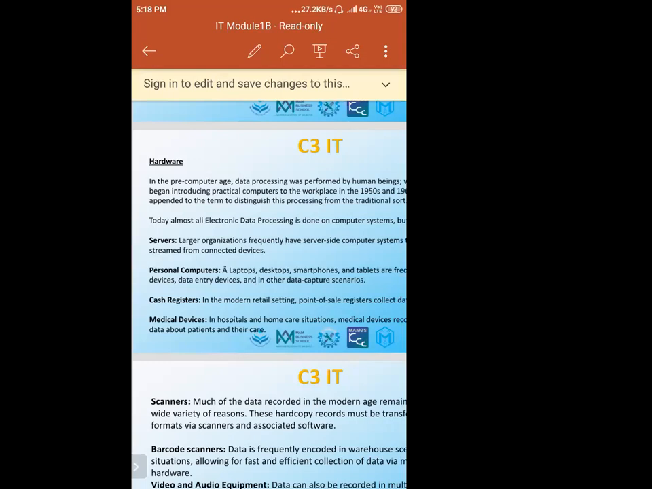One more time I will explain. What are the hardware components of the EDP system? The first one is the server. If you keep one computer in your home and write anything on it, that is a personal computer. But a server means you can share, your neighbors can share, all the school staff can share. Everyone will share your system. That is called the server.